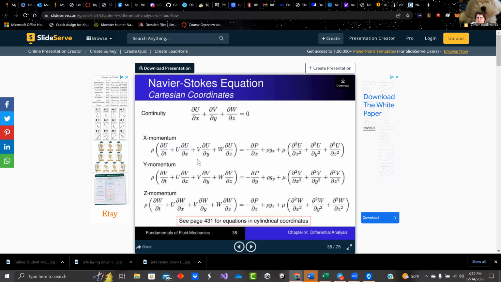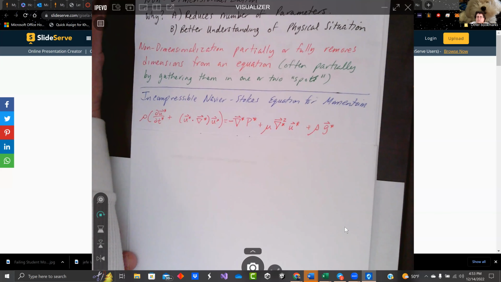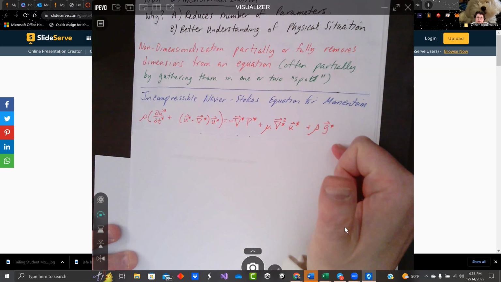Let's see. Yeah, there we go. This is a better way of seeing it. We're going in the X direction. U is going to be our speed in the X direction. And then we have V for the Y direction and W for the Z direction. You'll notice the Laplacian, the vector on top, stays the same, but each one of these is different. So we end up addressing that. This breaks into three different equations.